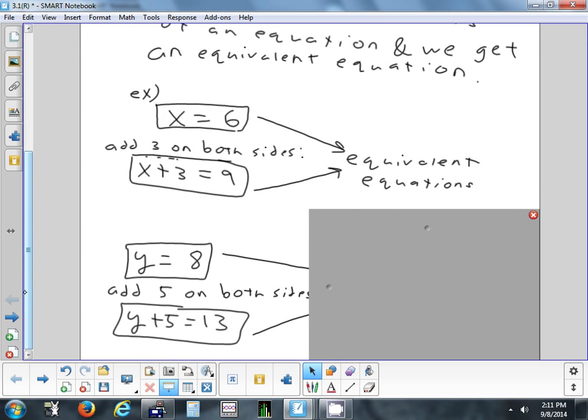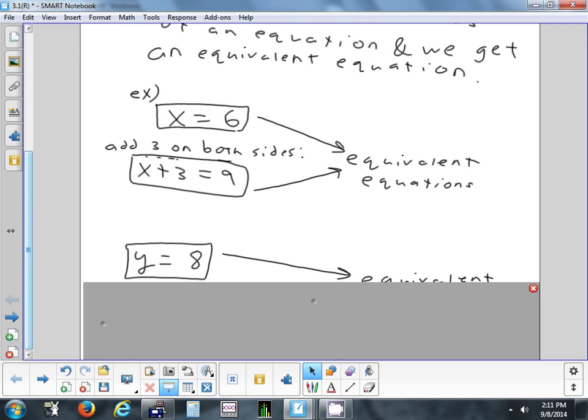Here's one other example. If I tell you y equals 8, what if you add 5 on the left side? What would you get? Sam, if you add 5 on the left-hand side. Think about it. It's a letter and a number. Can you combine them? Nope. Letters can't be combined with just numbers. So if you add 5 to the left-hand side, you'd just have y plus 5.